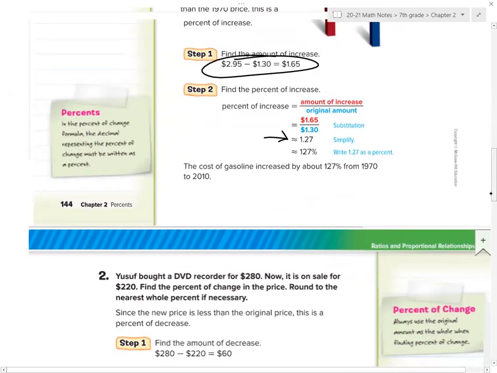So the cost of gasoline increased by 127% from 1970 to 2010. Yeah, well, I mean, also the price of gas changes every single day. Sometimes, depending on the gas station, it'll change multiple times a day.